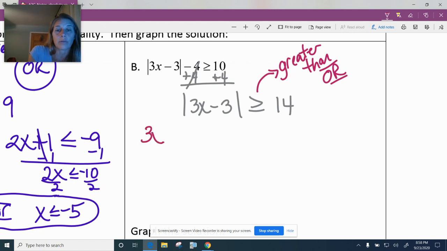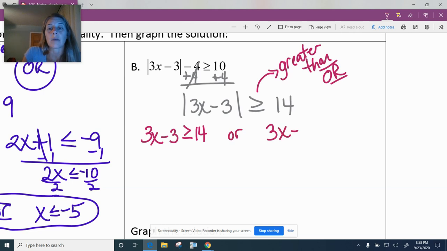So now I'm going to do 3x minus 3 is greater than or equal to 14. I'm pretty much just recopying it without the bars. Or 3x minus 3 is, flip the sign, less than or equal to negative 14. So when you do the negative version, you have to flip that inequality sign. Now we solve our two inequalities.